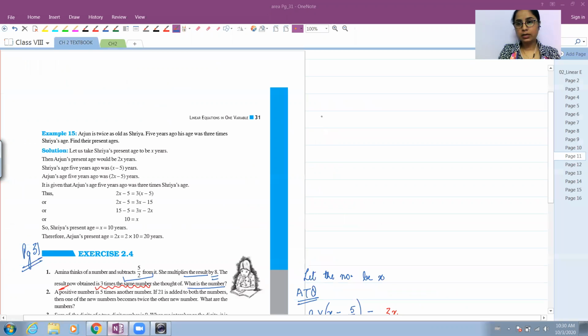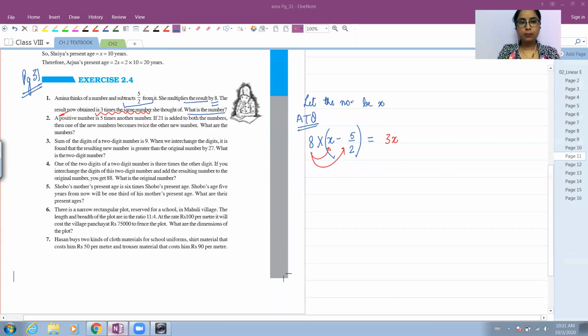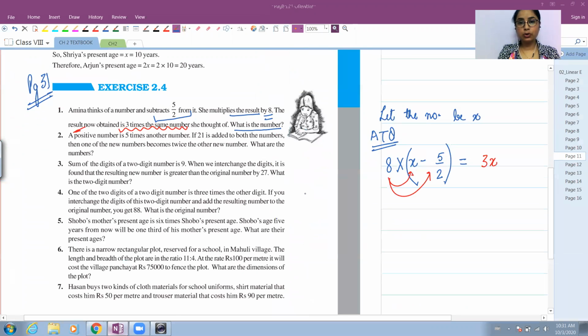Okay, let's take a look at the next question. Question number 2. A positive number is 5 times another number. So they're talking about two numbers here. One of them is 5 times the other one. So if I had to write down the numbers, just give a guess.